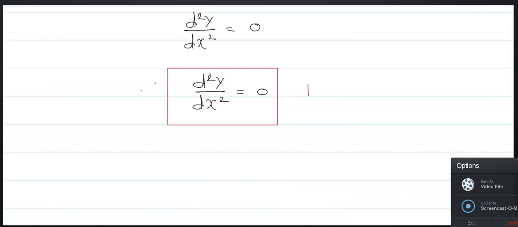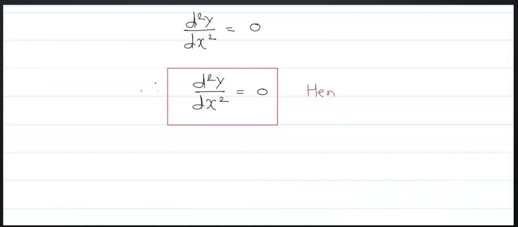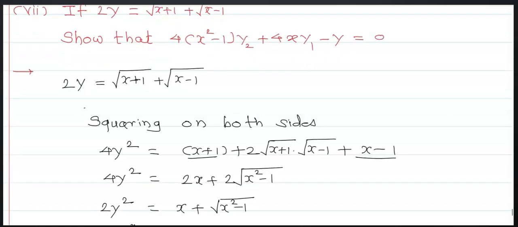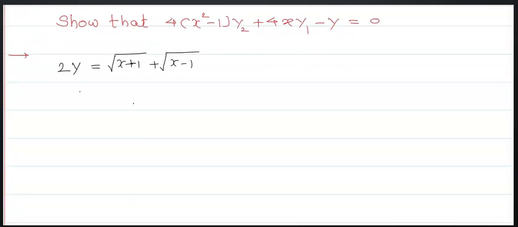Now the next one is: if 2y is equal to the root of 1 plus x plus the root of x minus 1, show that 4 into bracket x square minus 1 into y2 plus 4x y1 minus y is equal to 0. Now 2y is equal to the root of x plus 1 plus the root of x minus 1. This is the first step. Now differentiate this with respect to x.